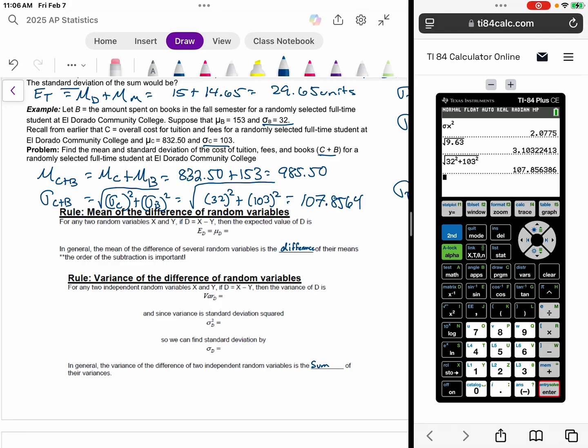Again, we're not given variances that often. We're typically given means and standard deviations, or even if we did this by hand, we have to calculate the variance by taking the standard deviation and squaring it. Then we add, and then we take the square root of it.